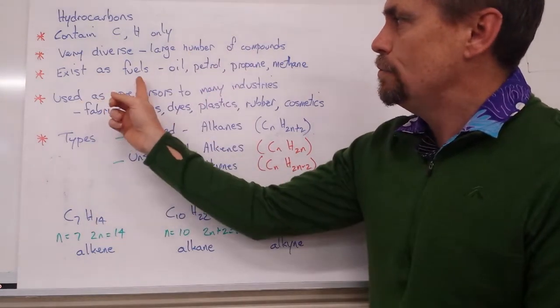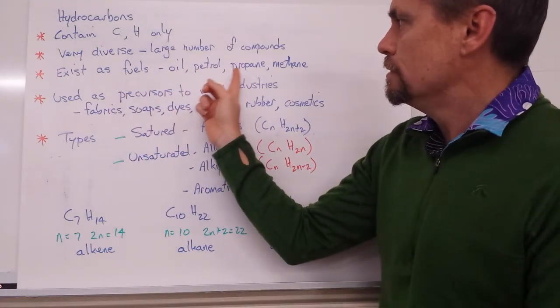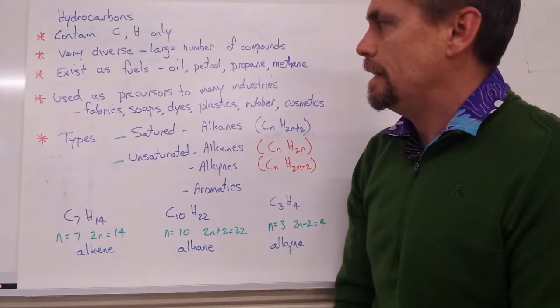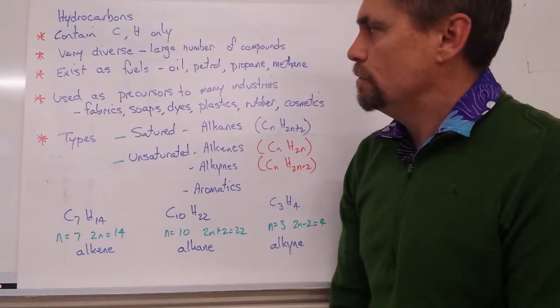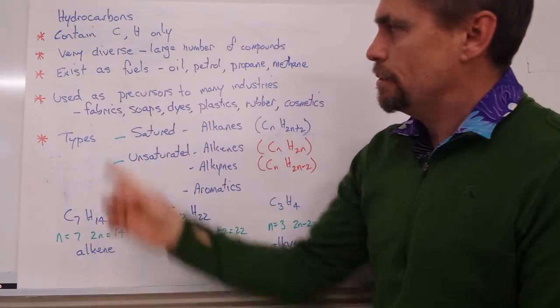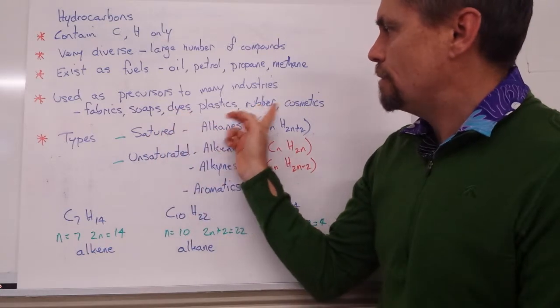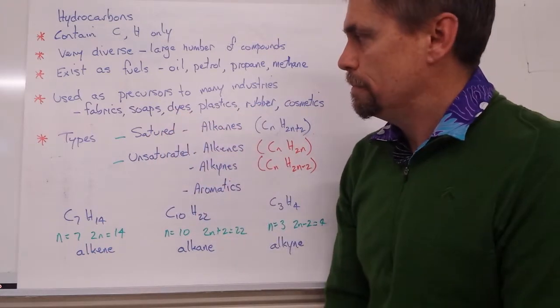Typically, they exist as fuels. So we get our oils, we get our petroleum products, our petrols, our propane and our methane. And this set of molecules is used as precursors to many, many industries. So we have the fabric industry, which is reliant on it. Soaps, dyes, plastics, rubber and cosmetics, to name a few.